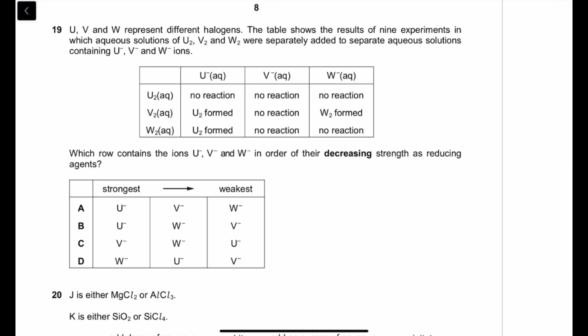Question number 19. U, V, and W represent different halogens. The table shows the results of 9 experiments in which aqueous solutions of U2, V2, and W2, so basically the diatomic molecules, were separately added to separate aqueous solutions containing U-, V-, and W- ions. Which row contains the ions U-, V-, and W- in order of their decreasing strength as reducing agents?